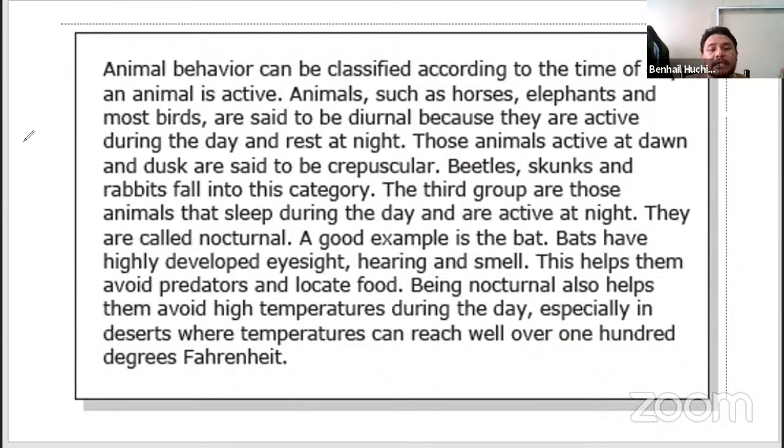Bats have highly developed eyesight, hearing, and smell. This helps them avoid predators and locate food. Being nocturnal also helps them avoid high temperatures during the day, especially in deserts where temperatures can reach well over 100 degrees Fahrenheit. Okay, this is like previous knowledge, depending on whether you have it or not. But the topic that you will listen to is something related to this. Okay, so you only listen to something like this. Okay, here we go. Let me listen.